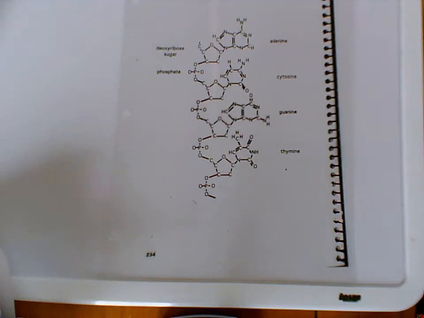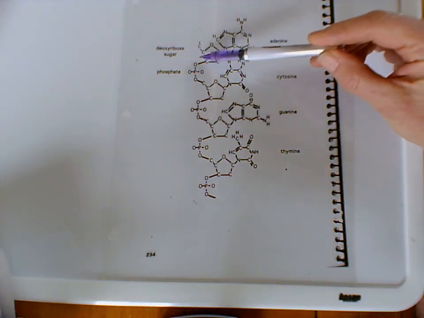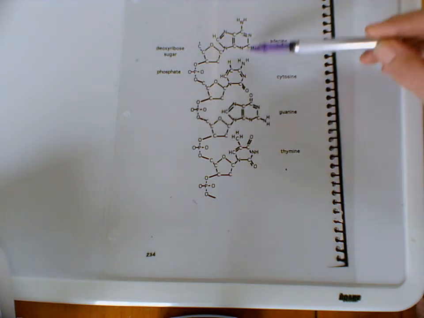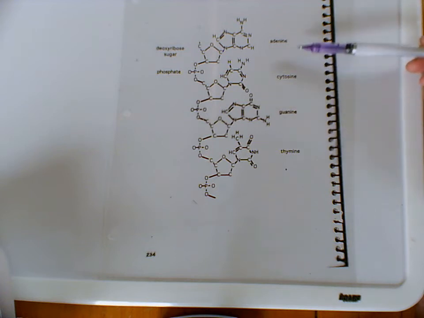So here is a picture of the actual chemical formula for the structure of DNA. It looks super complicated, but if you're a chemist, I guess it's not. So there's sugar over here. You've got your phosphate, and then here are your nitrogenous bases that I mentioned: the thymine, guanine, cytosine, and adenine.